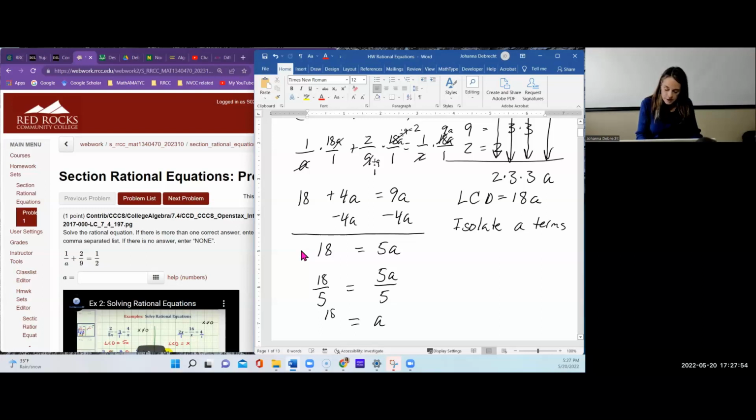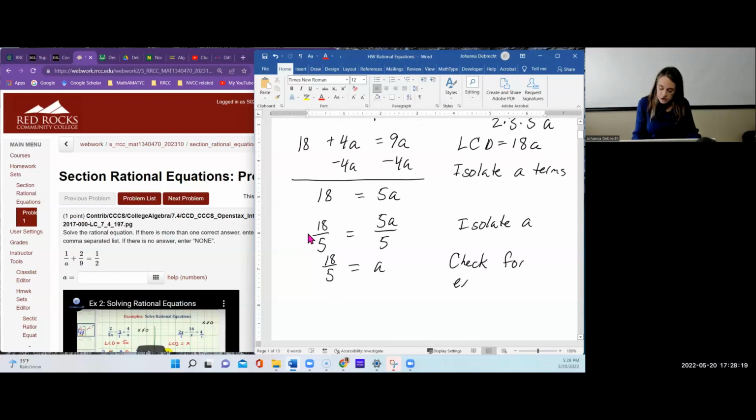A turns out to be 18/5. Now I have to do something that I've not had to do in the past, because in the examples we did previously, we didn't have a variable in the denominator. Now I'm going to, after isolating a, check for false solutions.